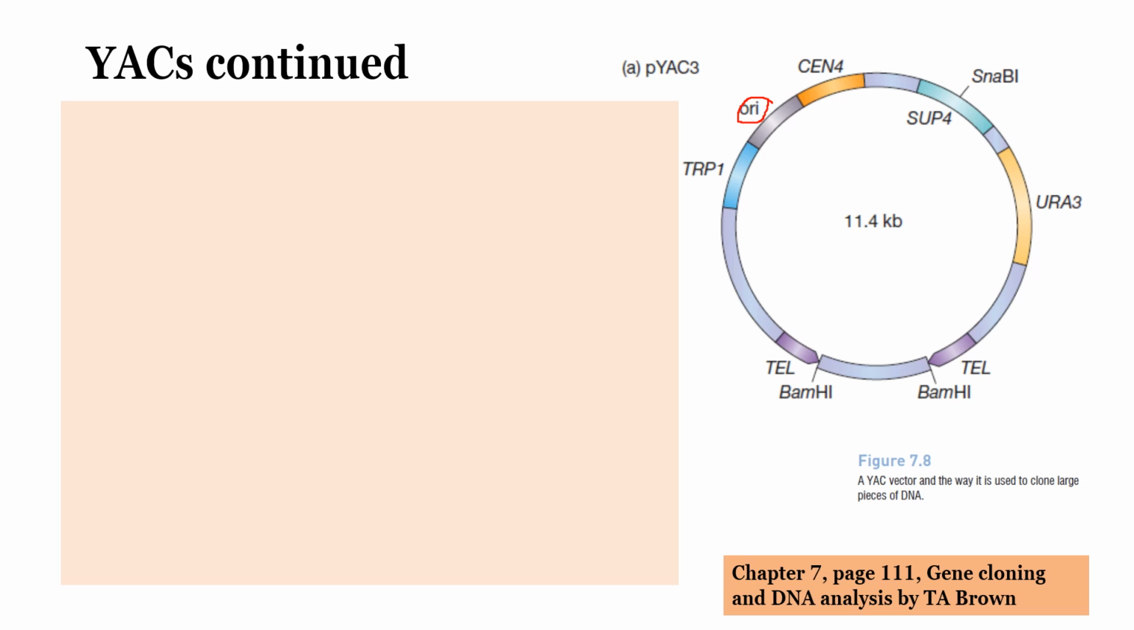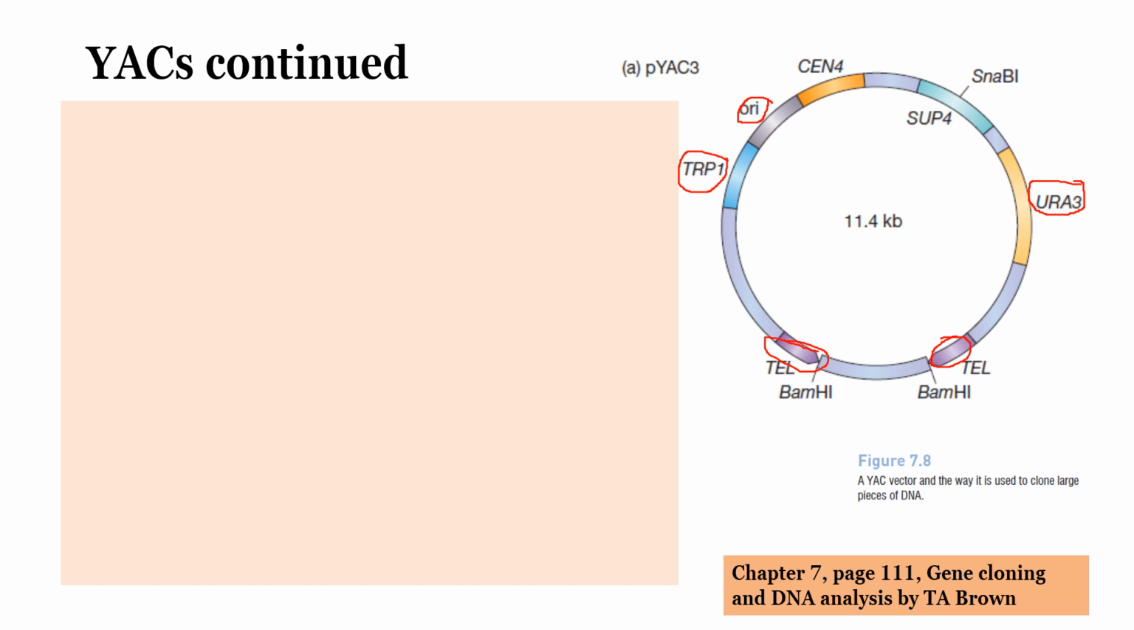Okay. Now it has TRP1, which is a selectable marker coding for an enzyme involved in tryptophan synthesis, and URA3, involved in uracil synthesis. It has 2 telomeres, okay, and these are flanked by a sequence which has 2 restriction enzyme sites of BamHI. So this means if we cut this plasmid with BamHI, it will become a linear chromosome, which we are going to see in a minute.